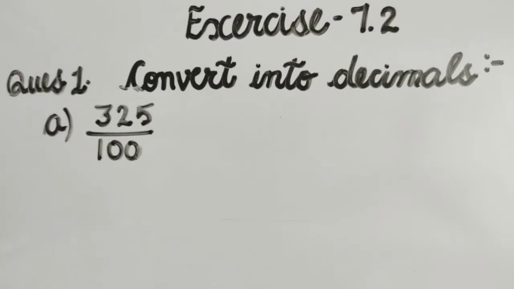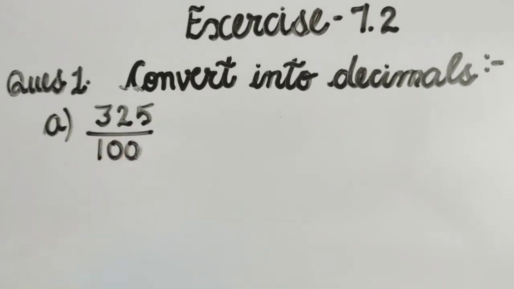Students, we were doing chapter number 7, decimals. In my previous videos, I have already explained two topics of the decimal chapter. First one is place value chart and second is expanded form. Today, we are going to discuss one topic of exercise 7.2, that is conversion of a fraction into a decimal number. Yes students, just have a look.